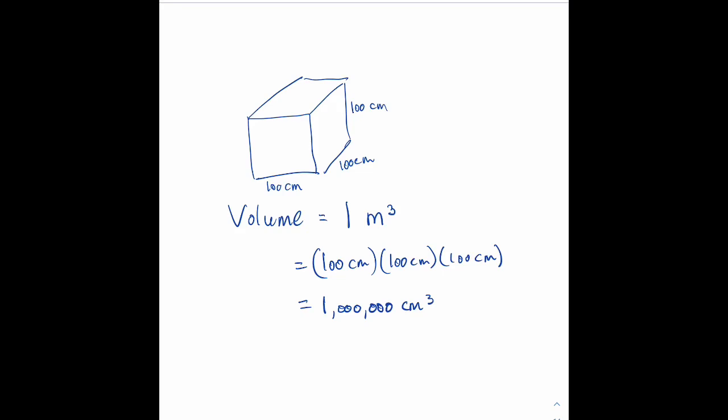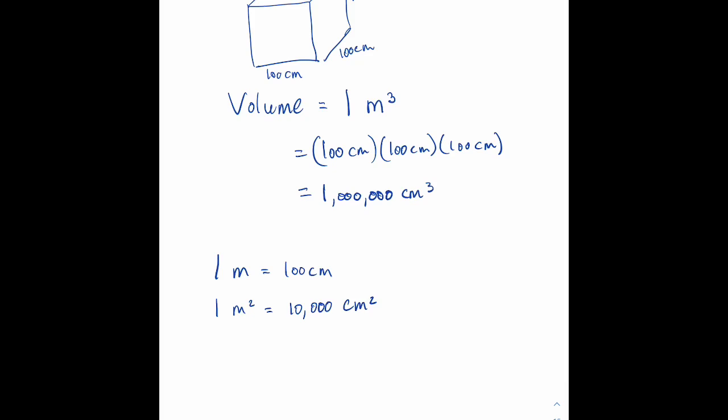So 1 meter was 100 centimeters. 1 square meter was 10,000 square centimeters. Notice that there are 2 zeros here, then 4 zeros. And 1 cubic meter is 1 million cubic centimeters. And now I have 2 more zeros again, 6 zeros.